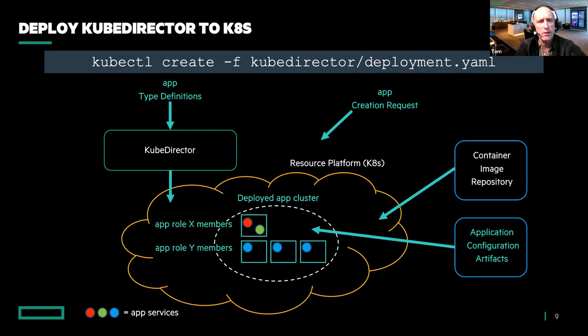So here we have our standard kubectl command, with which we are deploying KubeDirector in our Kubernetes cluster. What we're showing with the little graphic is the KubeDirector operator. When you're specifying an application to be deployed and managed by KubeDirector, you provide a definition of that. We'll go through examples in the following slides.